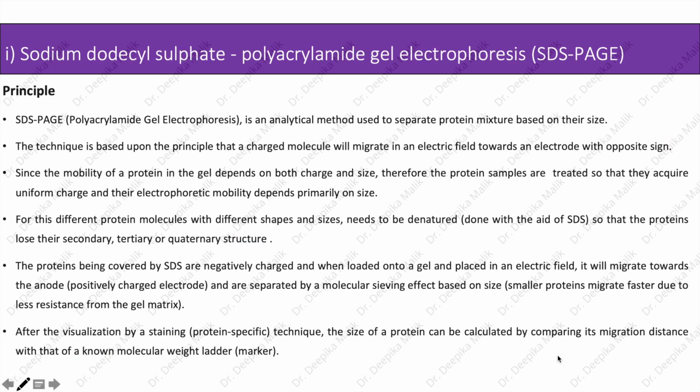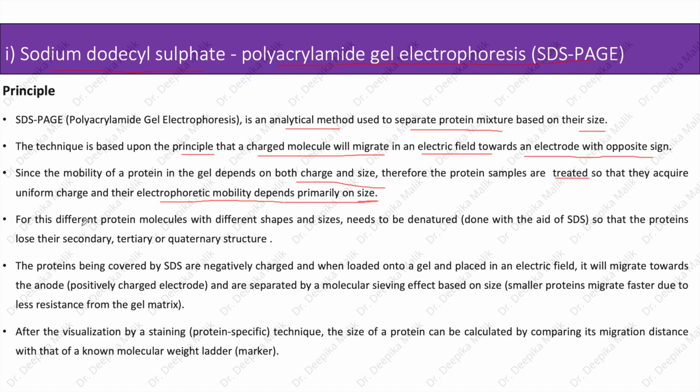Now let's discuss the vertical gel system, that is sodium dodecyl sulfate polyacrylamide gel electrophoresis or SDS PAGE in detail. SDS PAGE is an analytical method used to separate protein mixtures based on their size. The technique is based upon the principle that a charged molecule will migrate in an electric field towards an electrode with opposite sign. Since the mobility of a protein in the gel depends on both charge and size, the protein samples are treated so that they acquire uniform charge and their electrophoretic mobility depends primarily on size.